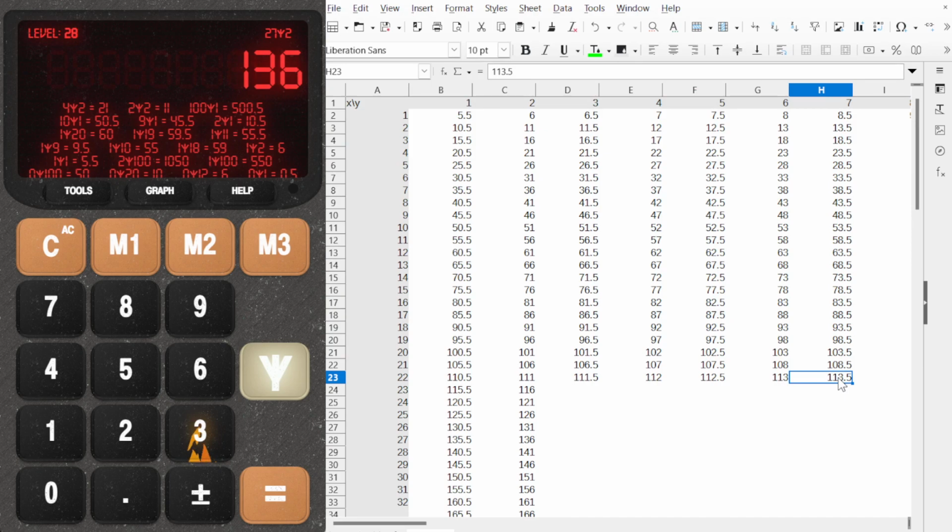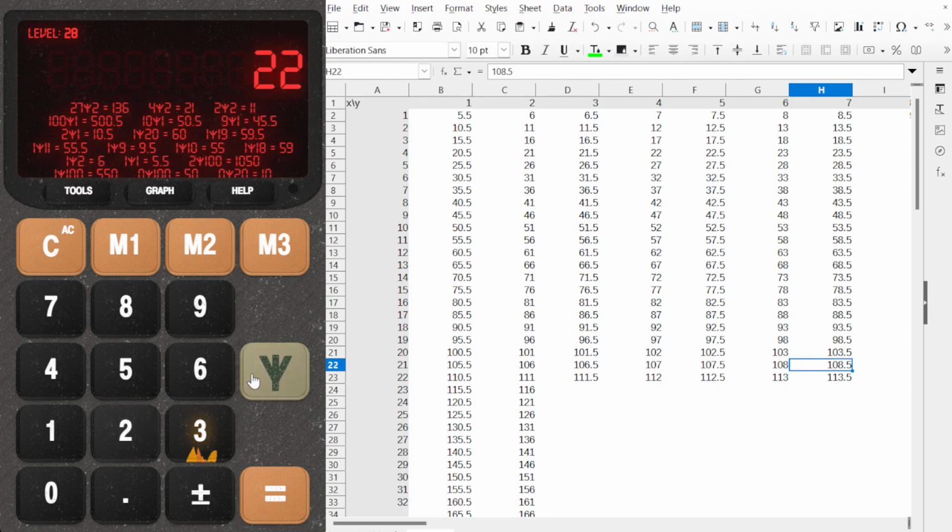So let's check 23 and 7. I can't. Let's check 22 and 7. 113.5. I might have made a mistake somewhere with, oh, this is 21 and 7. Okay, yeah, this is fine. 21 and 7. Okay, 108.5.